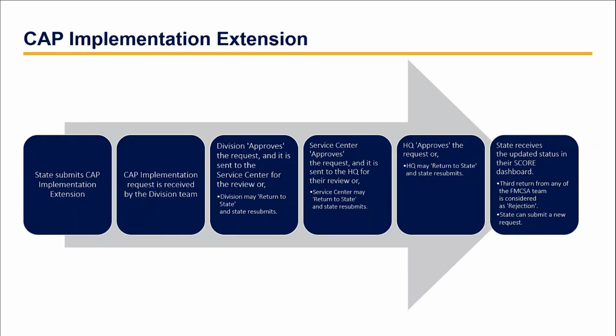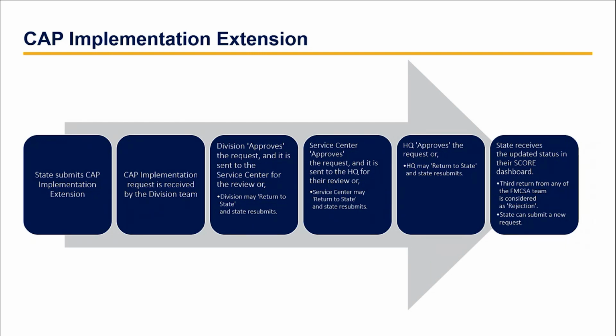Division approves it and sends it to the service center, or division can return it to the state, and the state resubmits it. Once it goes to the service center, it either approves it or again returns it to the state for any missing item, and the state resubmits it. If the service center approves it, it goes to the HQ for review, and similarly, HQ can also approve or return. And once HQ approves it, the state receives the updated status in their score dashboard.